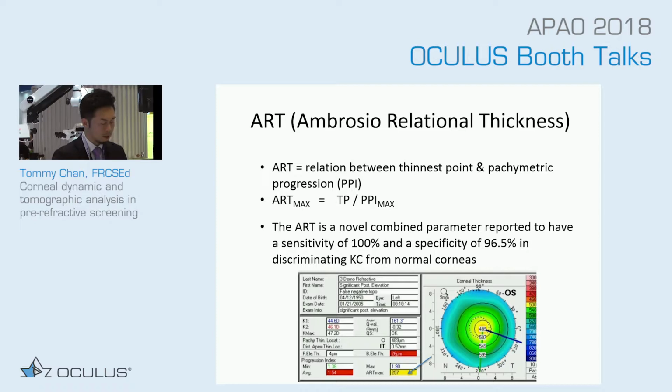Another thing is the Ambrosio relational thickness. It is a parameter which is the topographic progression divided by the PPI max, and it has been shown to have 100% sensitivity and specificity in discriminating keratoconus from normal cornea. So this is a very good parameter.